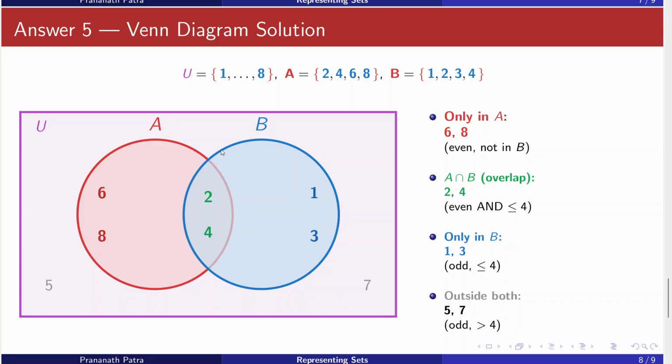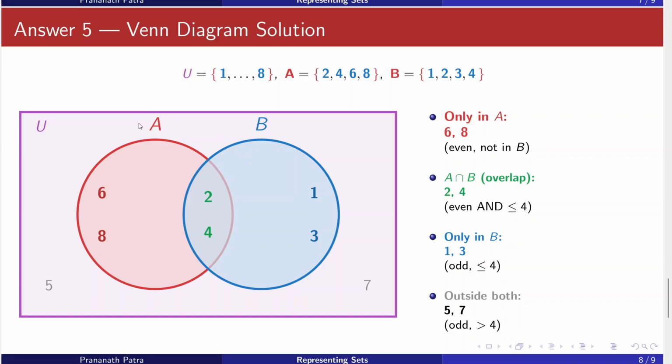Next, we look at the rest of set B, the blue circle. Set B contains 1, 2, 3, and 4. Again, the 2 and 4 are already safely in the overlap, so we place the 1 and the 3 in the right side of the blue circle. These are the odd numbers that are only in B.